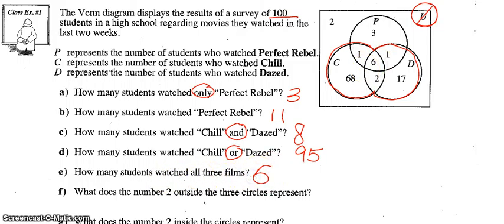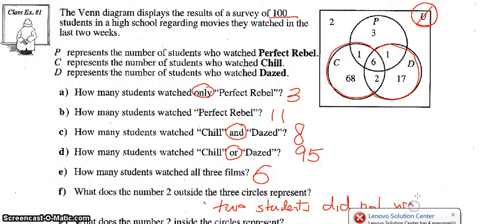All right. What does the number 2 outside the three circles represent? It represents 2 students who did not watch any movie. The writing is not very nice here. They did not watch any of the three movies.